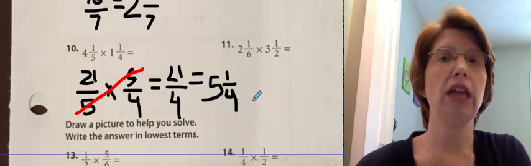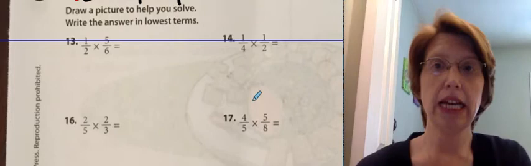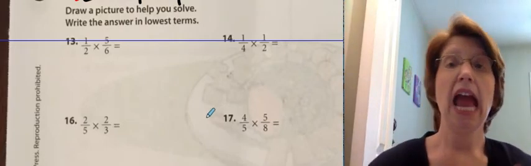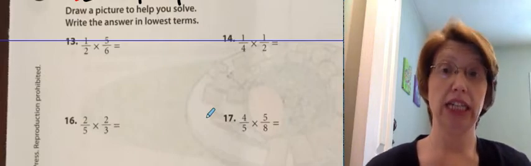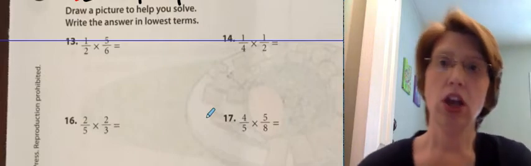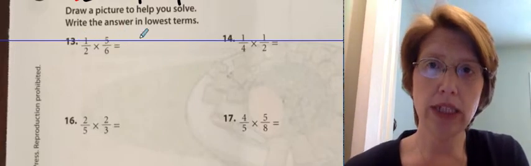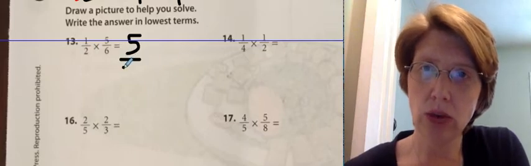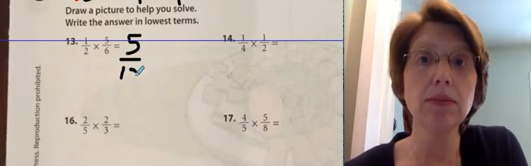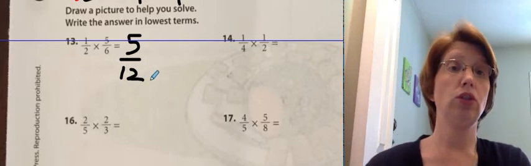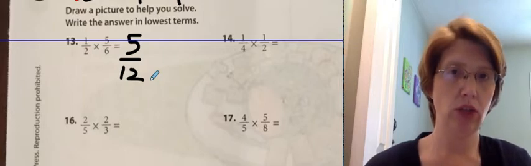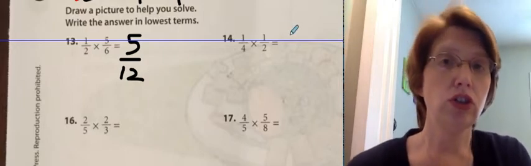Okay, you do 11 and 12. All right, 13 through 18. The directions say draw a picture to help you solve, write the answer in lowest terms. We're just going to multiply. And these are my favorites because these are the easiest. You're just going to multiply straight across. So if I look straight across, I have 1 times 5, 5, 2 times 6, 12. And then I'm going to make sure, can this reduce? No, 5 can't break down anymore, and 5 can't go into 12, so it can't reduce. So you just multiply straight across.